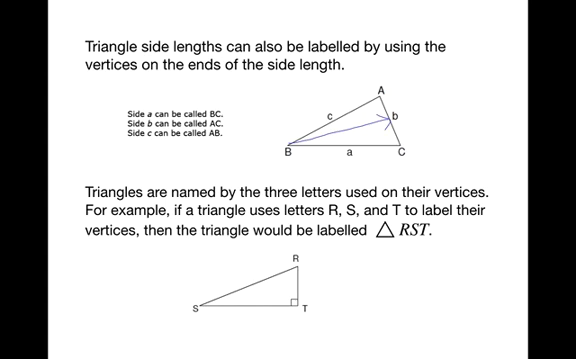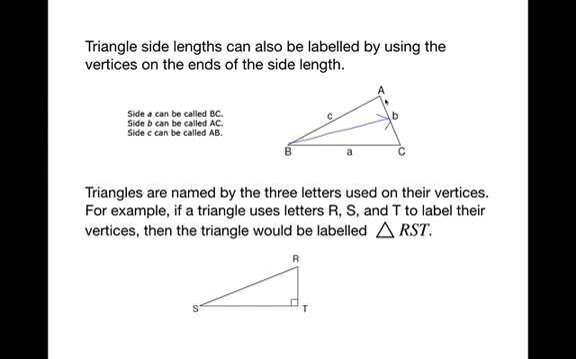All right, the other way you can label side lengths as well is just by using the vertices on the ends, right? So like this side length here could also be called just side length AC, because it's the line that connects point A to point C. And this side length here could be called BC, right, because it's the side length that connects point B to point C, right?